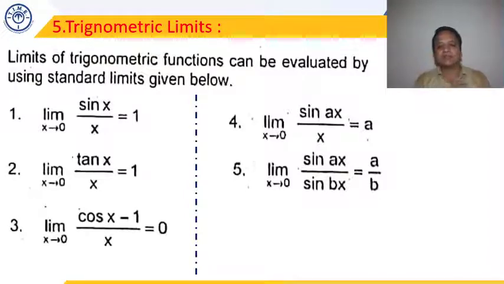Sin ax upon x when x tends to 0, its value is a. Cos x minus 1 upon x when x tends to 0, its value is 0. Tan x upon x when x tends to 0, its value is 1. And sin x upon x when x tends to 0, its value is also 1. So let's apply these 5 basic formulas we have written. These results should be remembered.